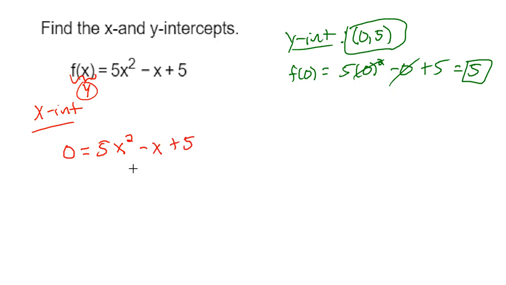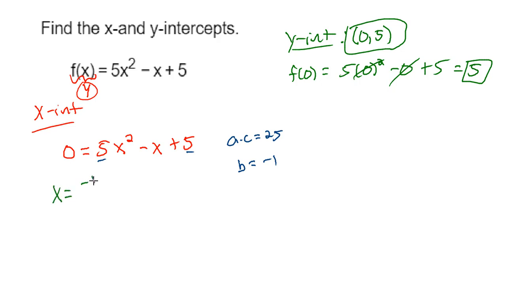You might consider trying to solve this by factoring first, but I can tell that's not going to work out, because if you consider the AC method, a times c would be 5 times 5, which is going to be 25. b is equal to negative 1. So for this to be factorable, I'd have to find 2 numbers that multiply to 25, but add to negative 1. And I can't think of 2 numbers that do that. So this will not factor, which means I will need to use the quadratic formula to solve it.